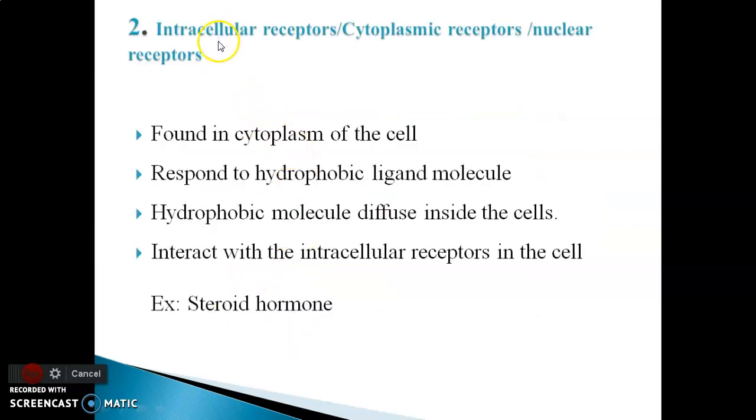The intracellular receptors, as the name indicates, are located within the cells, also known as cytoplasmic or nuclear receptors, which are found generally in the cytoplasm or in the nucleus. They generally respond to hydrophobic ligand molecules as they can easily diffuse inside the cell and react with the intracellular receptors in the cell. An example of this type is a steroidal hormone.